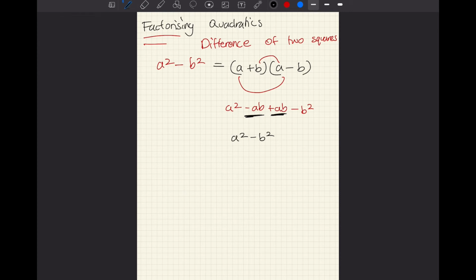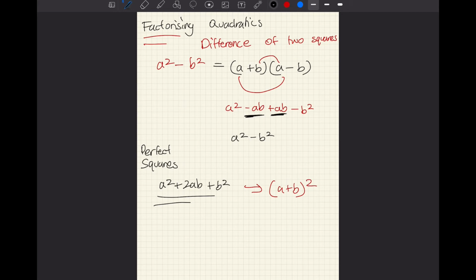Now, what about squares? So there are equations for perfect squares. Now they will be a squared plus 2ab plus b squared. So that is your equation for a plus b squared. So that is our perfect square.